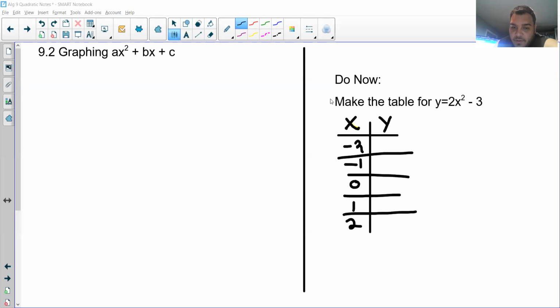Which is just give me the y values here, okay? You don't have to send me the answer, just get them done. Just fill up the time a little bit so people could come in.